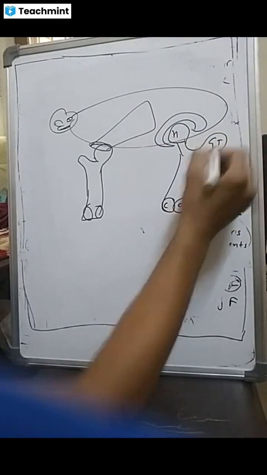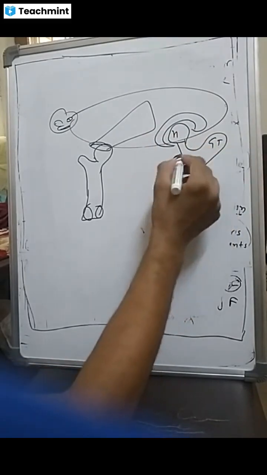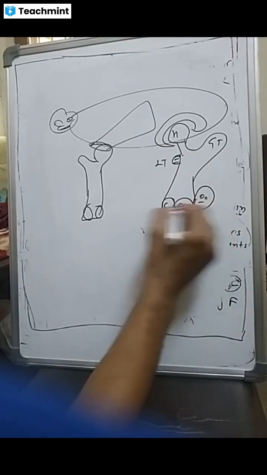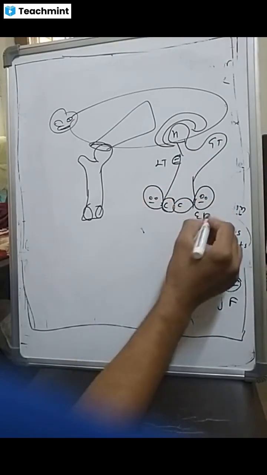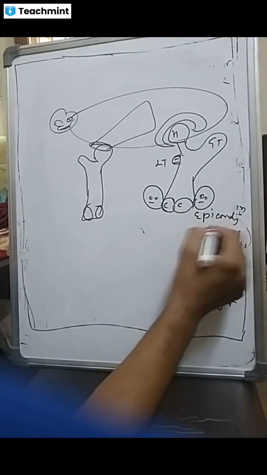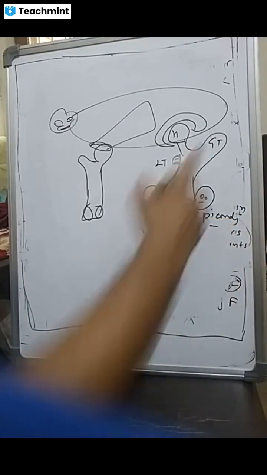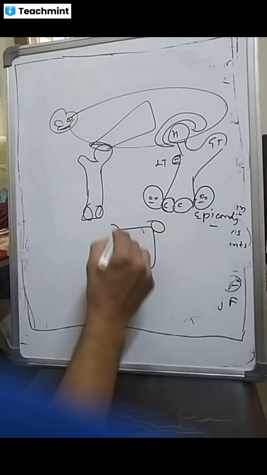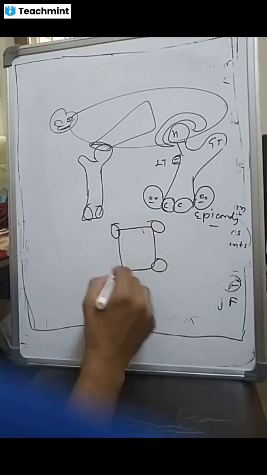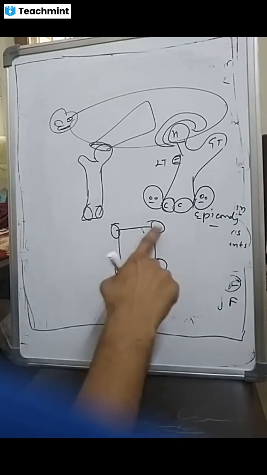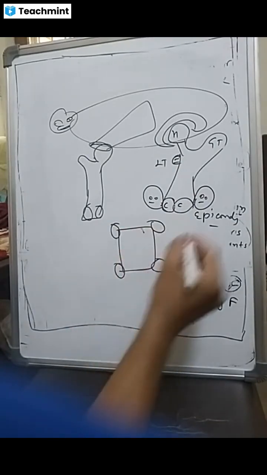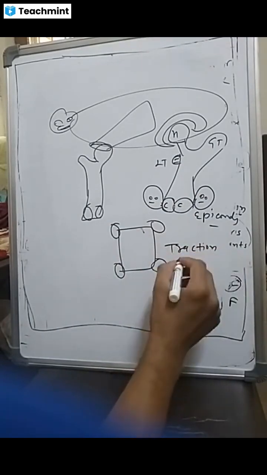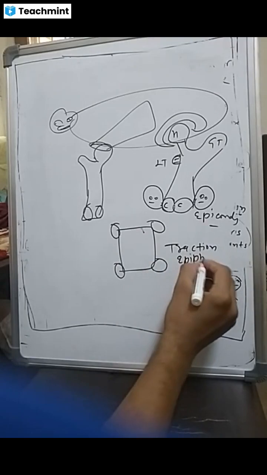Greater, lesser trochanter, and the epicondyle. Epicondyle. Structures which are present on the side. Suppose this is bone and the structures present on the side, these are the structures on the side, are known as traction epiphysis.